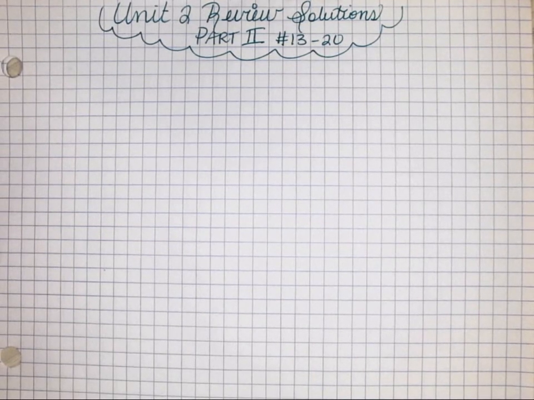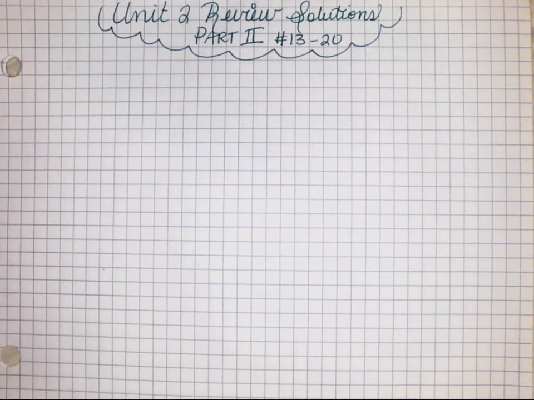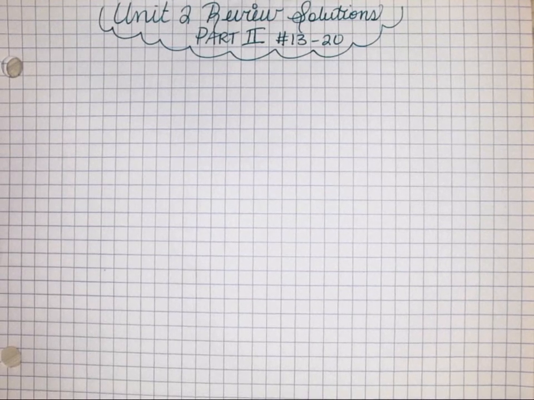Hello. Let's continue with Unit 2 review solutions. This is part 2, numbers 13 through 20, your graphing part. On number 13 and 14, you're asked to graph the piecewise function.